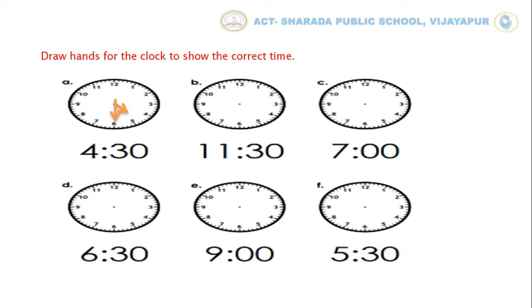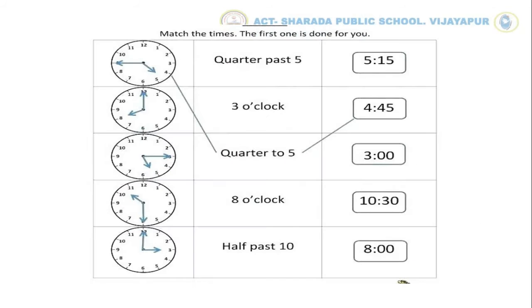The time given here is 11:30. It means 11:30. So we have to draw both the hands, a short hand in between the 11 and 12 and a minute hand on the 6. So children, read the time and draw the hands properly. Let us move to the next activity.